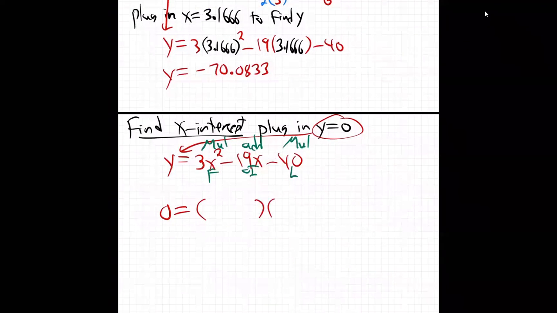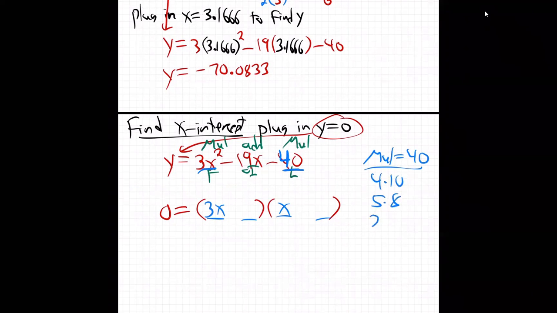So here we go. Front times front to make 3x squared. That'd be 3x and x. Remember, these are the kind where you've got to put in the numbers and check. And then last times last to make 40. What multiplies to equal 40? If you're not sure, take your calculator. It'd be 4 times 10, 5 times 8, 2 times 20. They all multiply to be 40, don't they? You get a lot of possibilities.